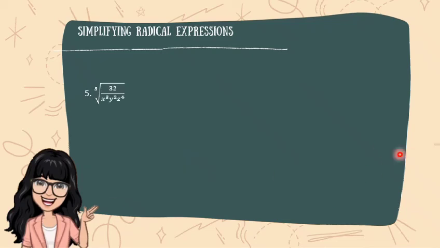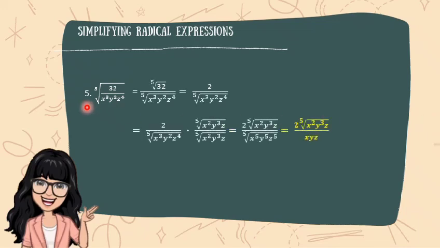And then, fifth, we have the fifth root of 32 divided by x cubed y squared z raised to 4. So again, we separate the fifth root symbol. So we have the fifth root of the numerator and the fifth root of the denominator. So the fifth root of 32 divided by the fifth root of x cubed y squared z raised to 4. So that will be equal to the fifth root of 32, which is 2.